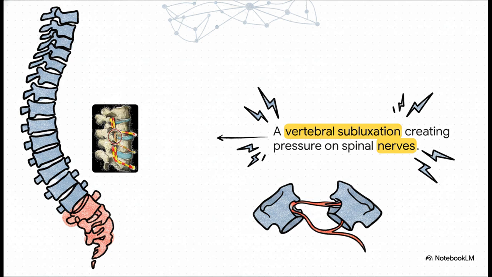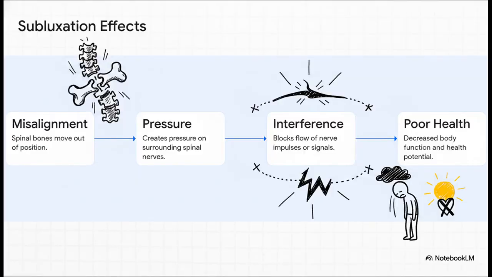A subluxation is the term chiropractors use when one or more of the bones in your spine move out of their proper position. As you can see right there, this misalignment is believed to create physical pressure on your spinal nerves, essentially causing them to malfunction. And that creates what is basically a four-step cascade effect which forms the entire basis of their treatment model.